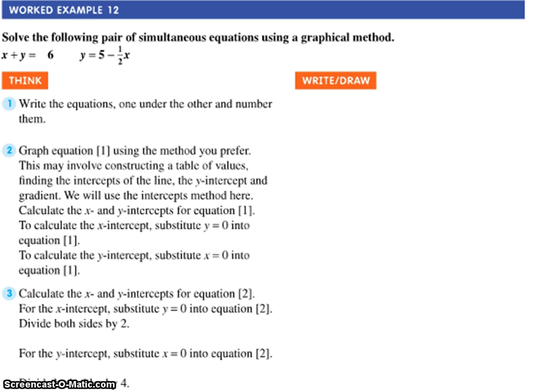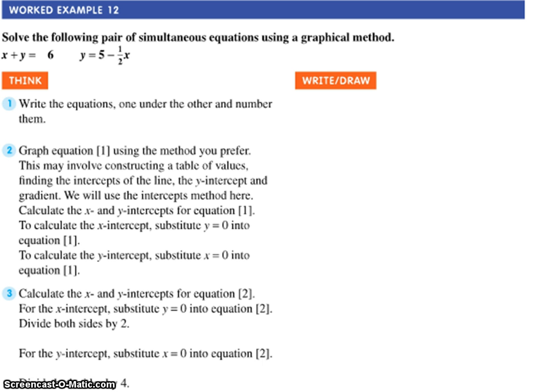There's a couple of ways you can graph it. You can either use a table of values, or you can find the intercepts of the line and the gradient. Okay? They are in the format, or almost in the format of y equals mx plus b, where m is the gradient and b is the y-intercept. So that's the way we're going to do it. It is a much quicker way of doing it.